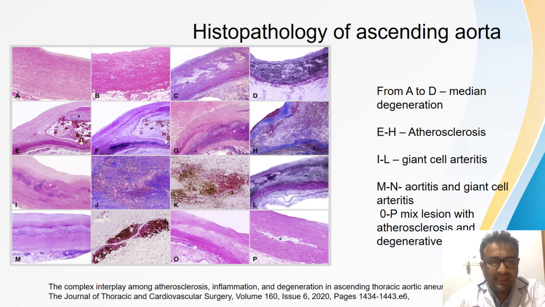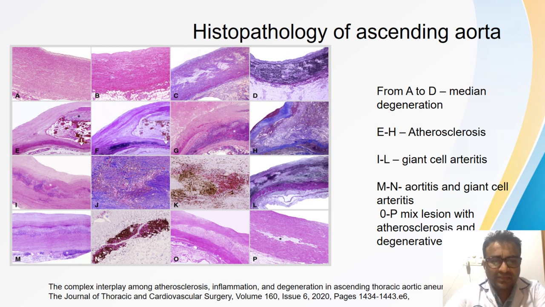Okay, E to F, you can see there is a patient with atherosclerosis. In atherosclerosis, there is an atheromatous plaque present in the elastic media with calcification. There is an asterisk which is showing the calcification.